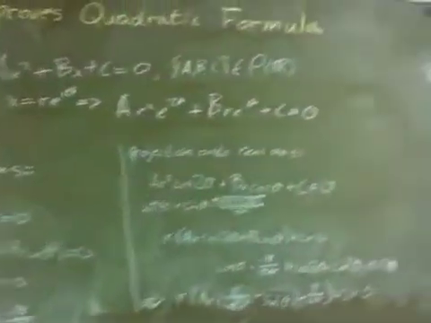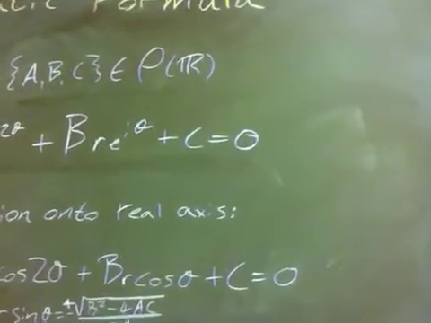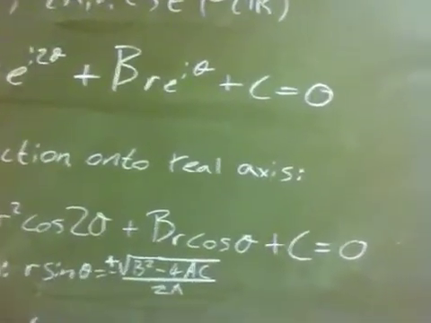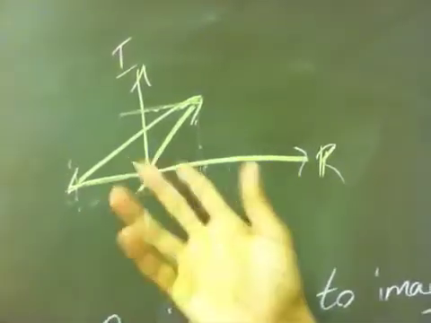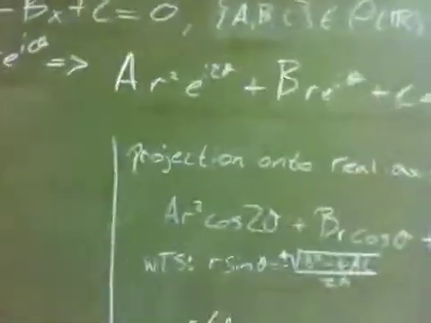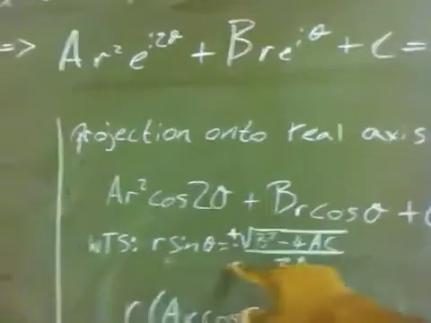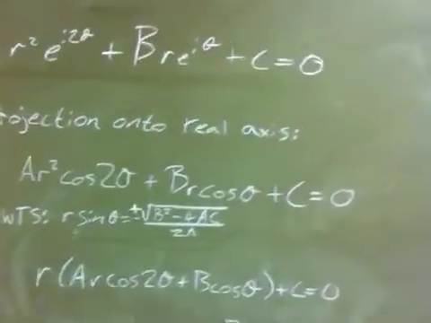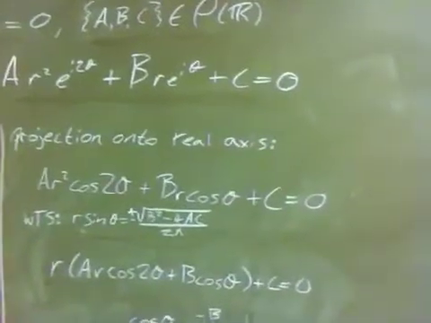Now, we're going to take the projection onto the real axis. Okay? This would be the same equation as before, but with cosines. And we have c contributing to the projection onto the real axis. Just like the picture suggests, c is involved in the projection onto the real axis. So, we know where we're headed because we want to show that r sine theta is plus or minus the square root of b squared minus 4ac over 2a. The plus or minus is kind of automatic for square roots.